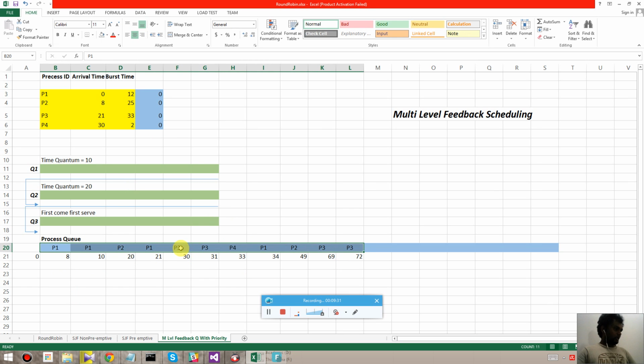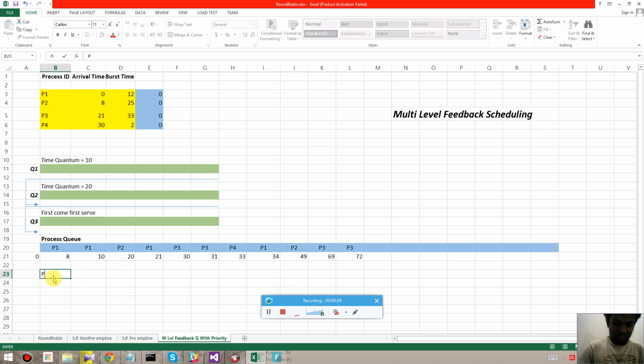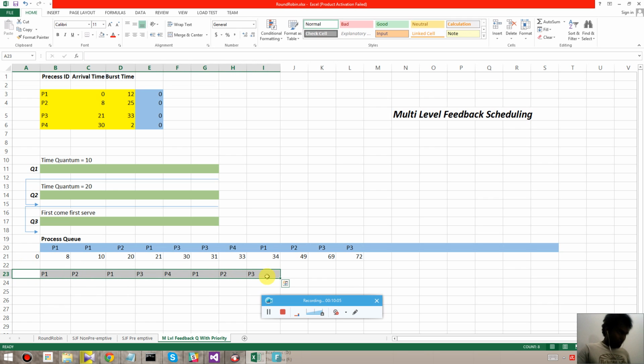So if I remove these adjacent process lines, I can mark the total process order as P1, P2, P1 again, P3, P4, P1, P2 and P3. Hope this explained to you how the multi-level feedback scheduling algorithm works.